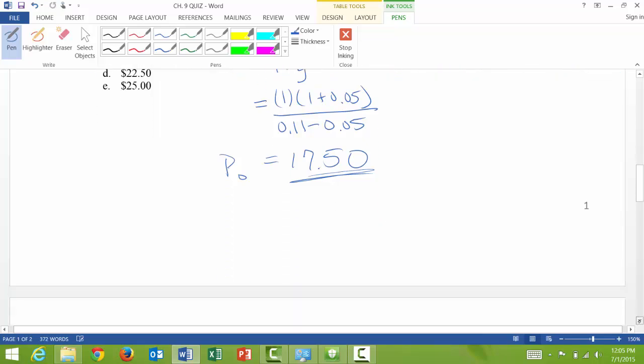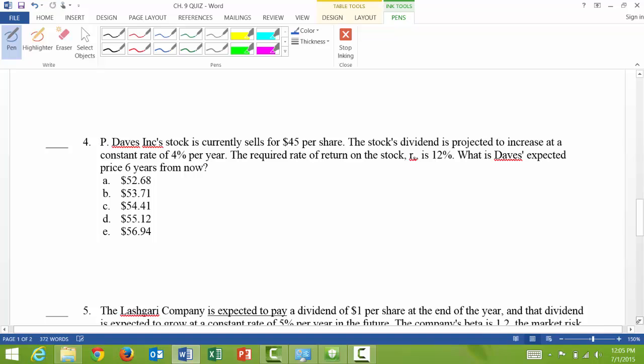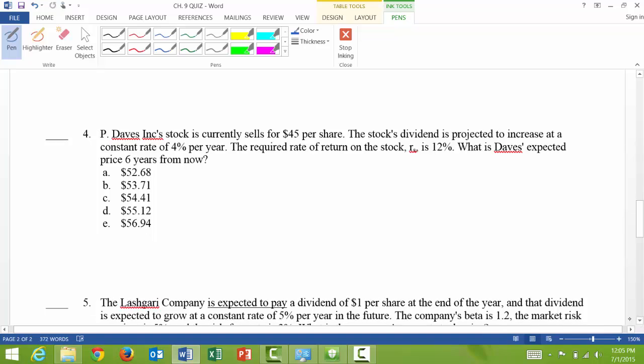So let's look at the next question. Question 4. Dave Inc.'s stock is currently selling for $45 per share. The stock's dividend is projected to increase at a constant rate of 4% per year. So that's the growth rate. The required rate of return on the stock is 12%, so that's R. What is Dave's expected price 6 years from now? And so what they gave us up here, the $45, is P0.